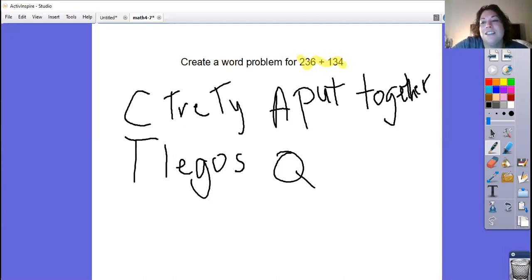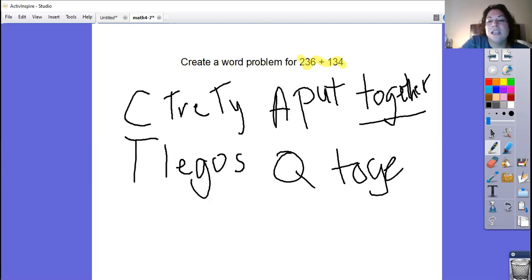Ooh, Miss Austin is trying her best to write with this. I wonder if my pen would work. Try that out. And my question, I think I want to use the language. Nope, pen doesn't work. I think I'm going to focus on this word right here. Together.